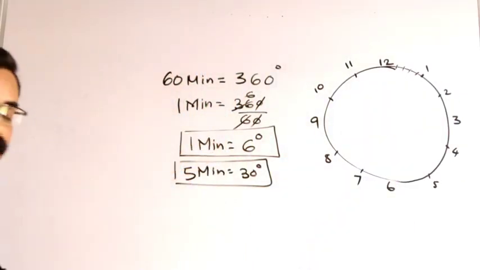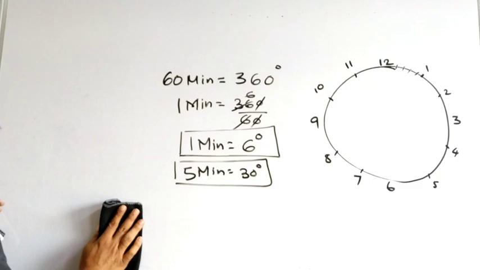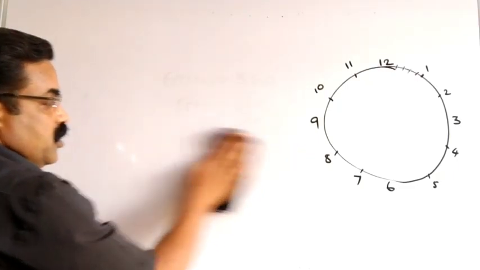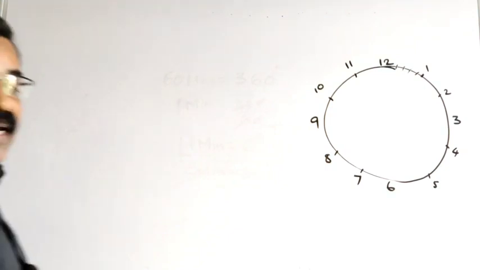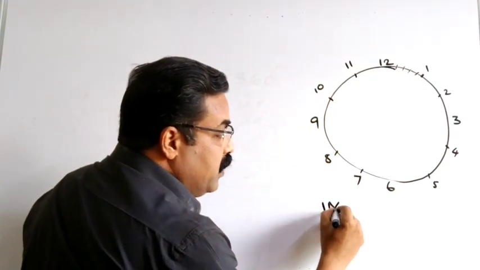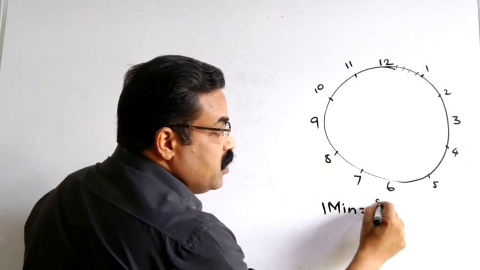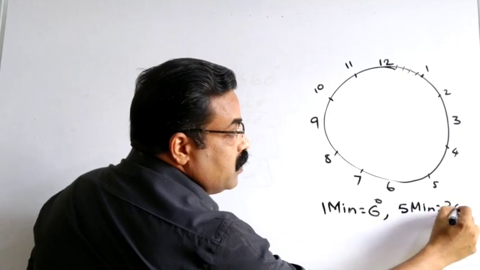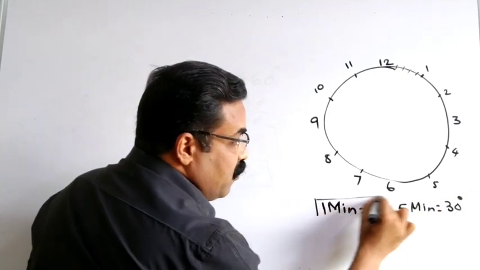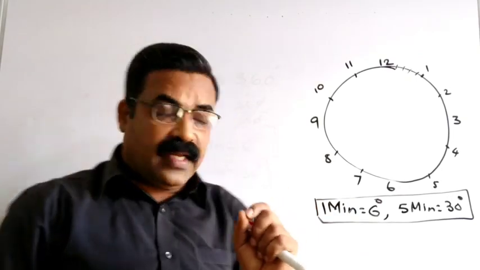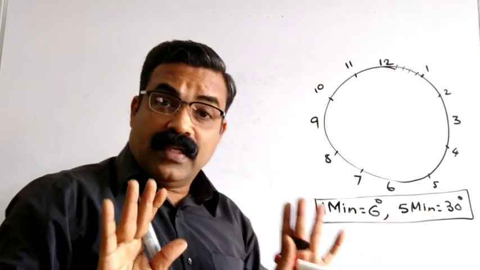You can pause the video and note this. This is very, very important information, so let me write that first. Whatever we have seen, 1 minute is equal to 6 degree and 5 minutes is equal to 30 degree. This is the first information we got.